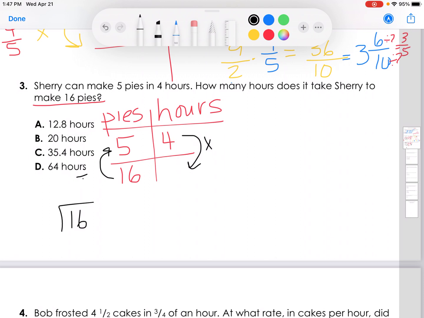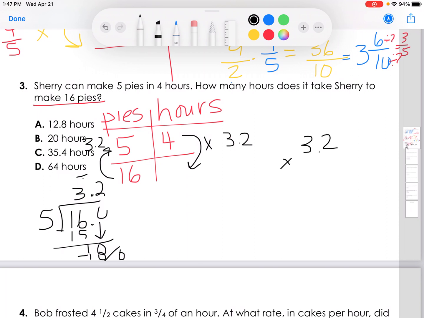So 16 divided by 5, it goes in 3 times. 3 times 5 is 15, and I'm left with 1 left over. So I have to add my decimal point and my 0. Bring it down. 5 goes into 10 2 times. 2 times 5 is 10, and I'm left with 0. So 3.2. So I'm going to multiply by 3.2. So 3.2 times 4 is going to give me 0.8.